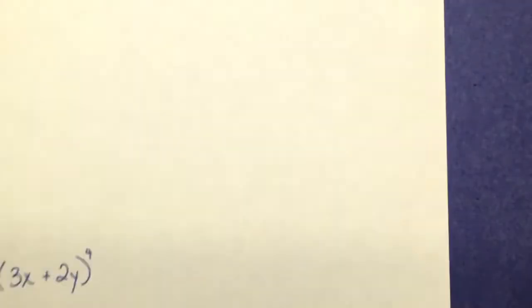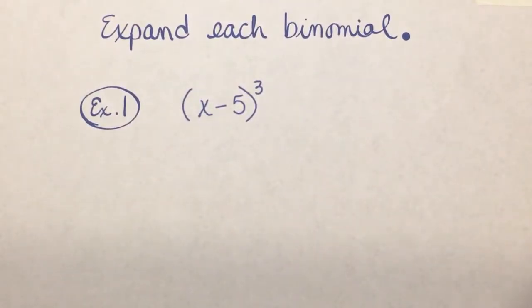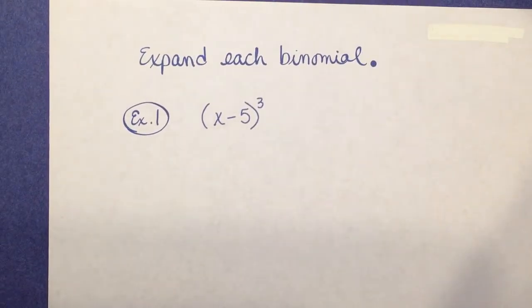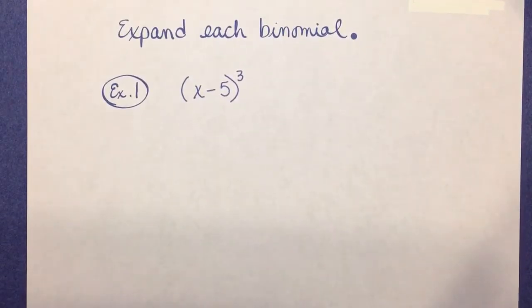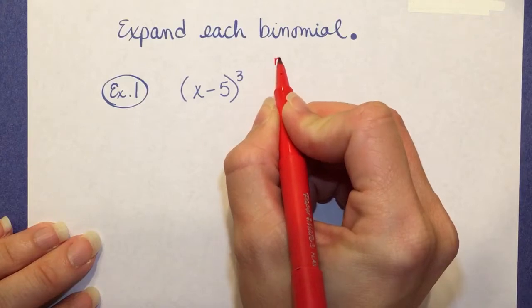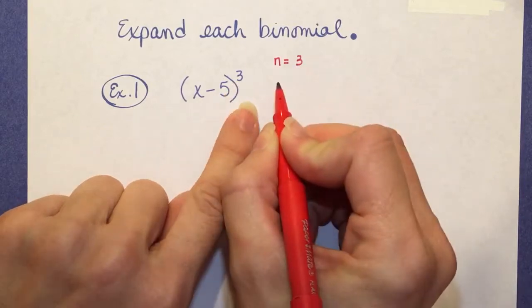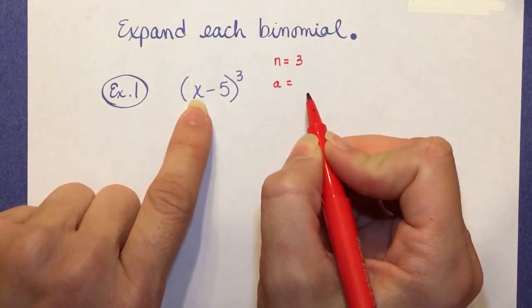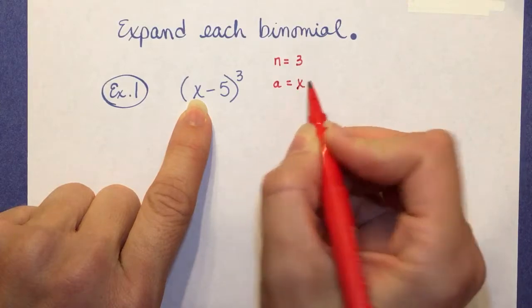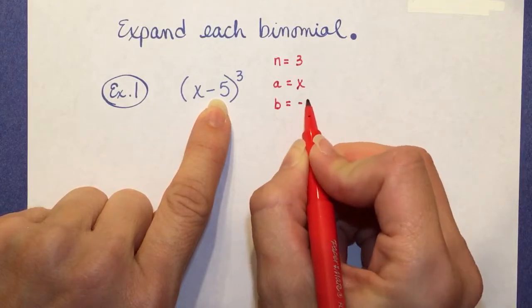Okay, the first example that we're going to look at, I'm actually only going to do just a third power here, just to give us a short one, just so you'll see how it works, and then we can go up to a larger power. Now, what you need to do is identify the parts, okay? So, start with n. As I told you, n is going to be your exponent, so that's going to be a 3. Okay, a is going to be your first term, which my first term just happens to be an x. B is going to be the second term, which is a -5.